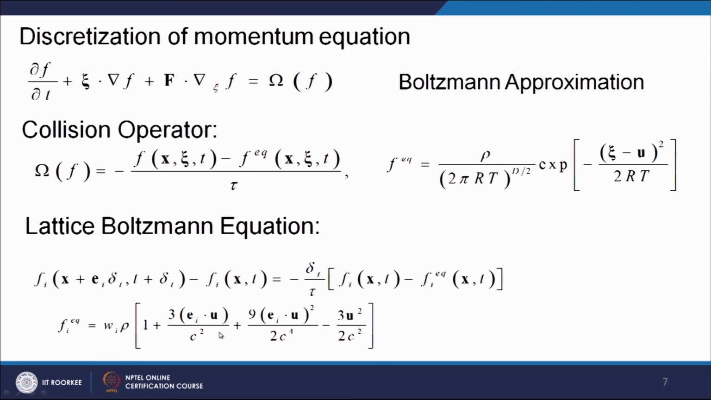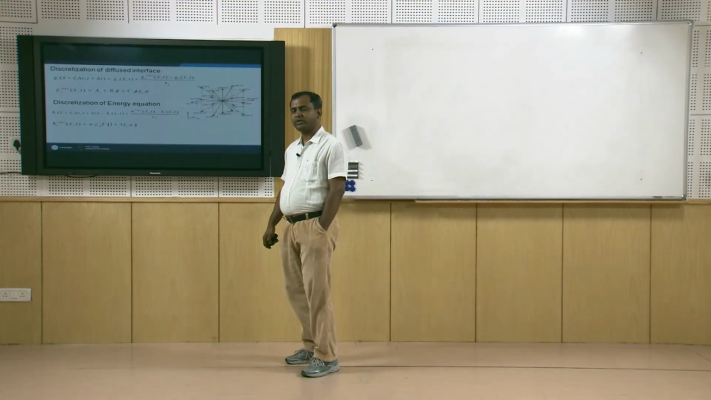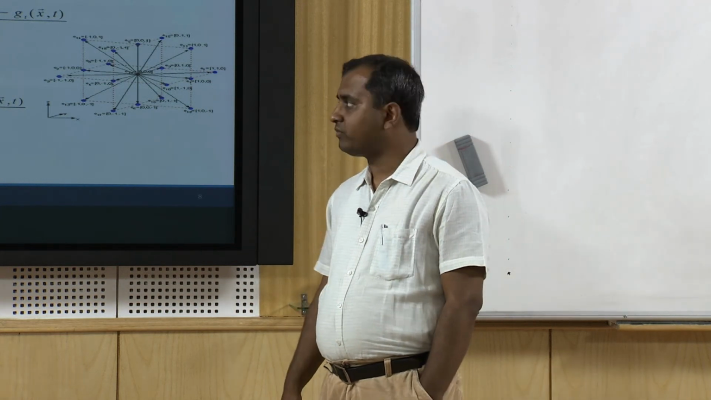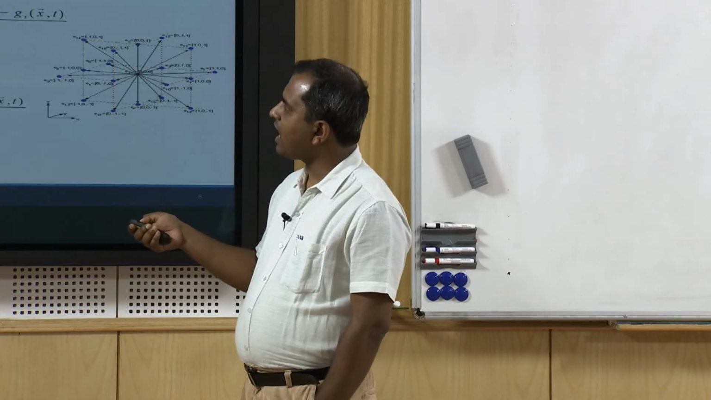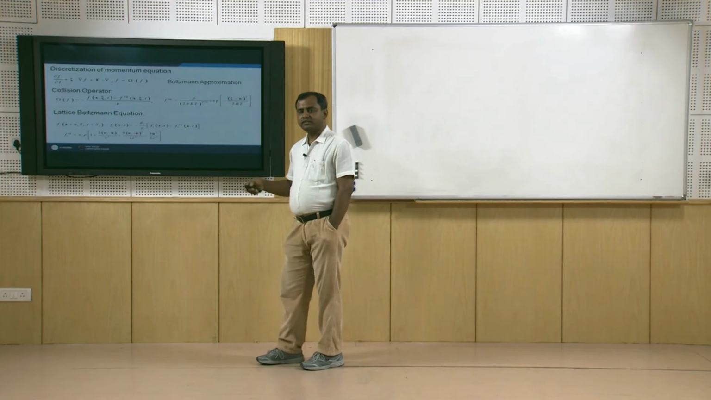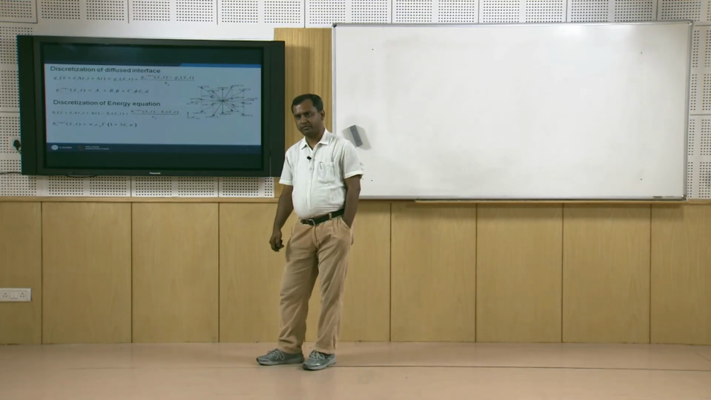Next, let us see similar equations for G and H. I have already told you G will be important for finding the interfacial location, and the summation of G will give you the value of phi. So, here also you see Gi after collision and propagation, you can write down as Gi(x, t) plus Gi minus Gi equilibrium by tau phi. Remember this tau phi and the previous tau are not equal. This tau phi will be dependent on the fluid properties, and tau will also be dependent on fluid properties, but their functional natures will be different.